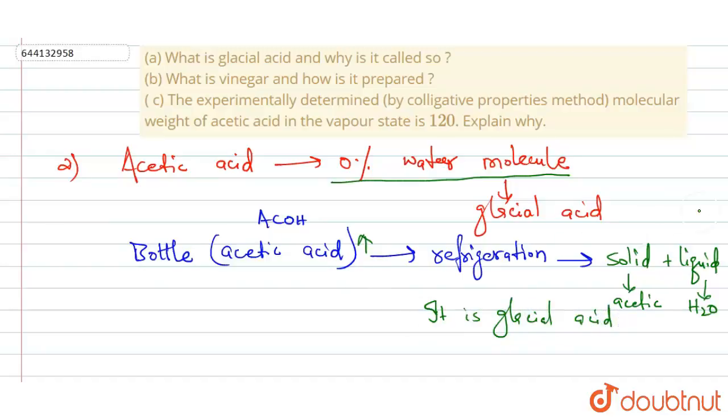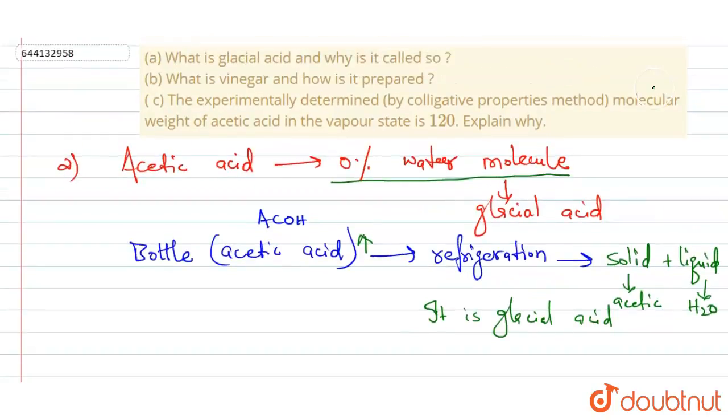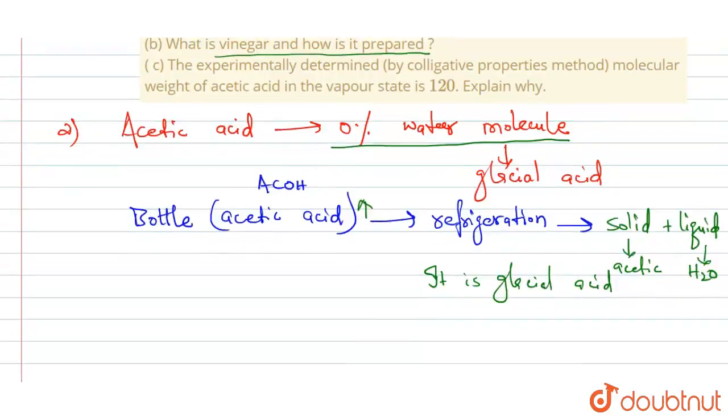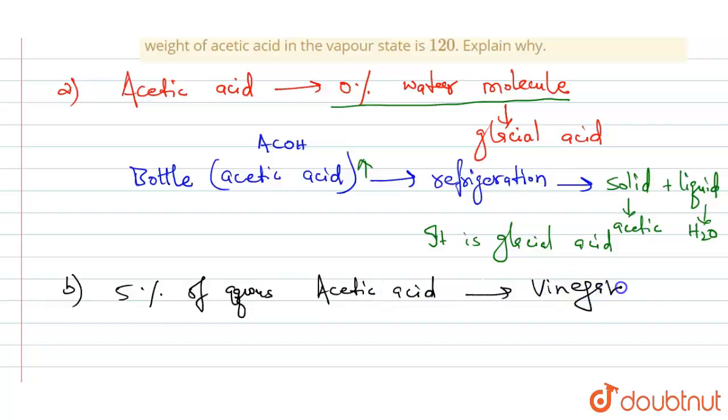Okay, so let's take the next part of the question. The next part says: what is vinegar and how is it prepared? So we have to tell what vinegar is and how it is prepared. As you know, 5% aqueous acetic acid is known as vinegar.